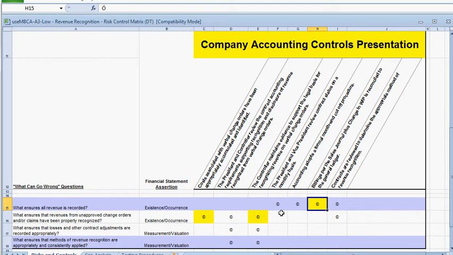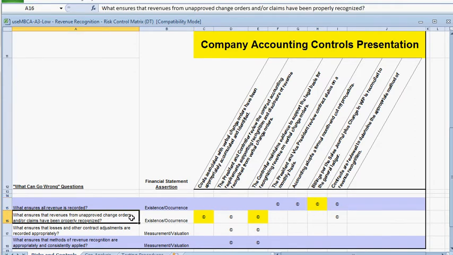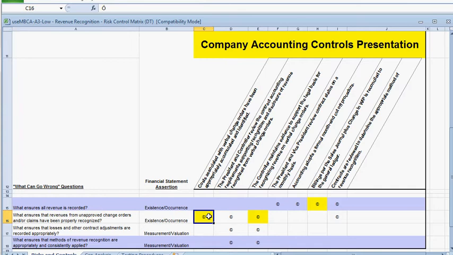The other ones I'm going to go through in the presentation are more complicated, or more companies tend to put more emphasis on. So to answer that first question, what ensures all revenue is recorded? Billings per the sales journal plus changes in the WIP is reconciled to the general ledger itself. Also, in this question, what ensures all revenue from unapproved change orders and claims has been properly recognized? For that control, costs associated with the verbal change orders have been appropriately accumulated and identified.